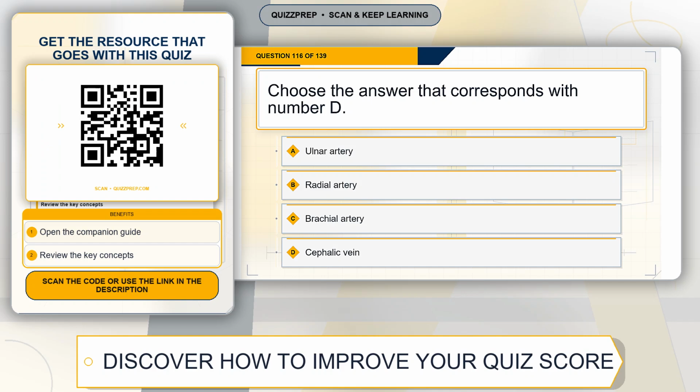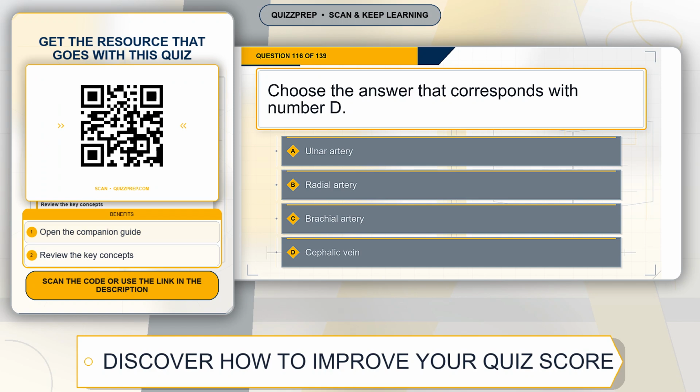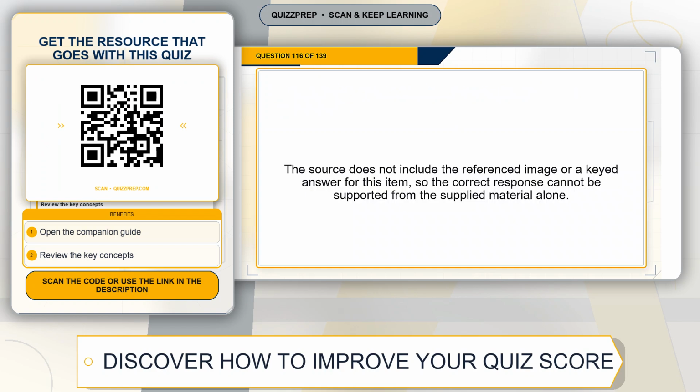Question 116. Choose the answer that corresponds with number D. Option A, ulnar artery. Option B, radial artery. Option C, brachial artery. Option D, cephalic vein. The correct answer is now shown. Explanation. The source does not include the referenced image or a keyed answer for this item, so the correct response cannot be supported from the supplied material alone.